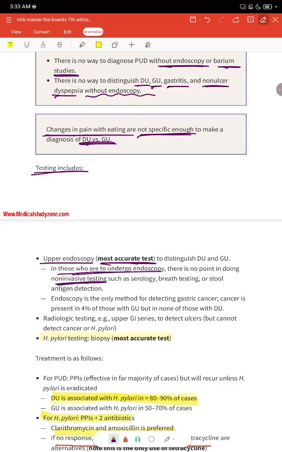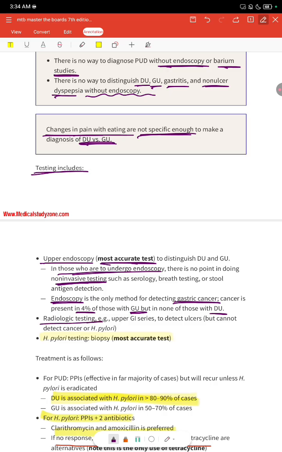Because upper endoscopy is the most accurate test to distinguish between DU and GU. Endoscopy is the only method for detecting gastric cancer. Cancer is present in 4% of those with GU but in none of those with DU. So, patients with gastric ulcer, 4% of them have gastric cancer as well. But in the patients with a DU, you will see no such thing.